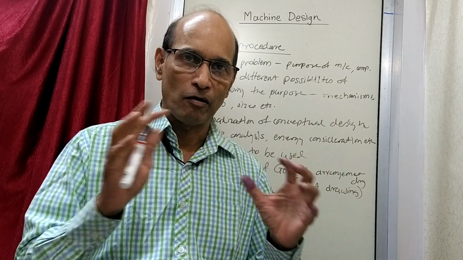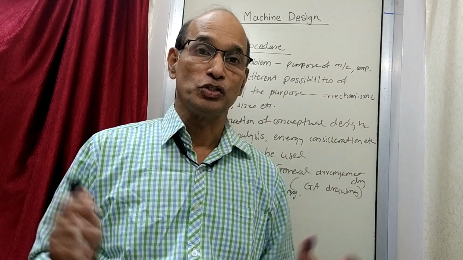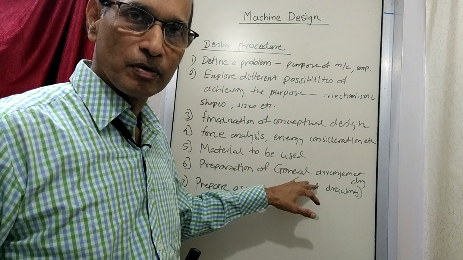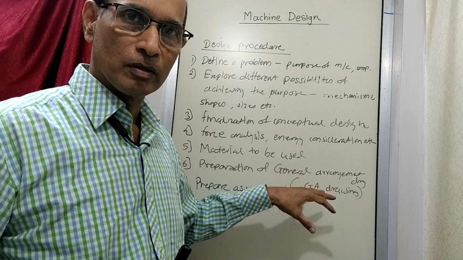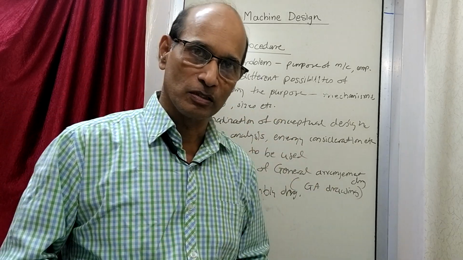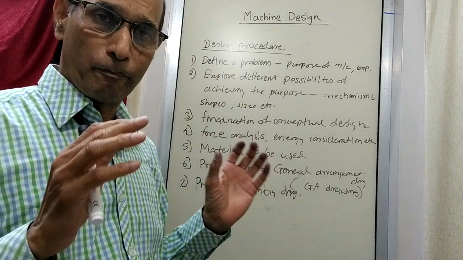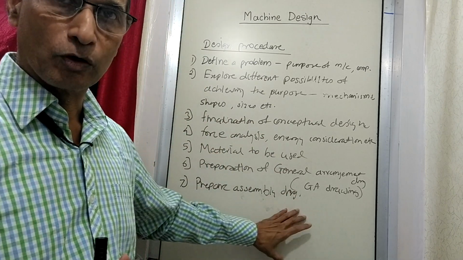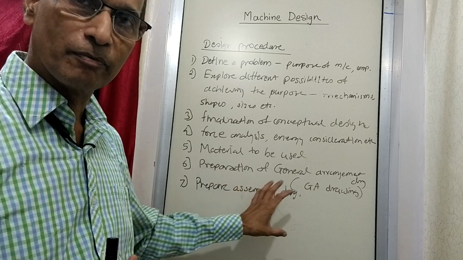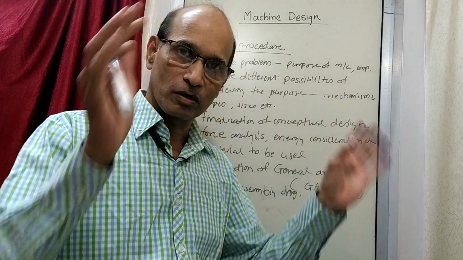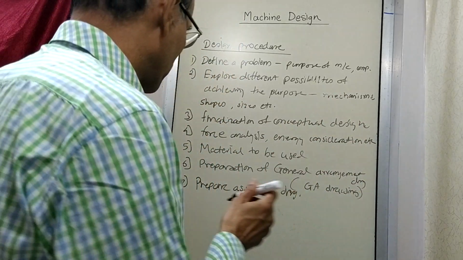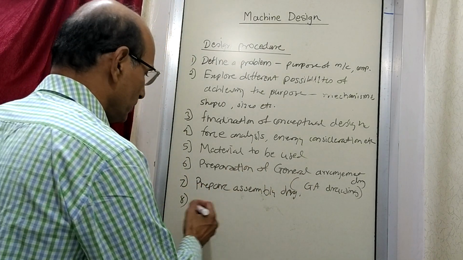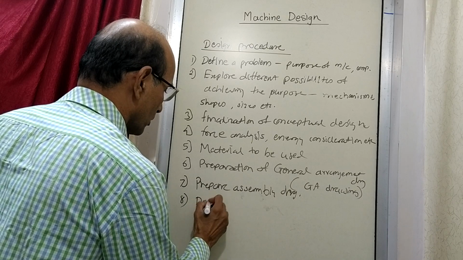So your machine will have gathered some kind of a shape by now. Earlier it had a general, approximate shape. Now to that shape you have given some finalization and made it more specific and prepared a more meaningful assembly drawing, which is showing you all the different parts that are involved in your machine. So after preparing the assembly drawing, now you prepare maybe the detailed drawings.